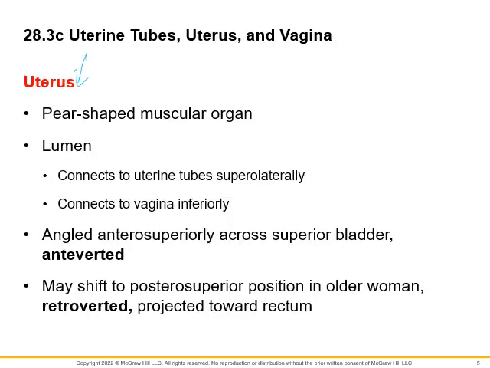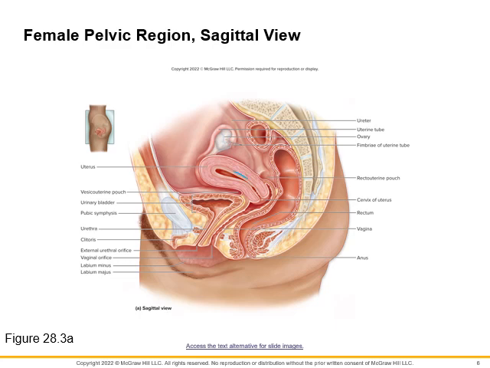The uterus is pear-shaped. It does have an opening. Remember, lumen just means opening. And it is usually angled anteriorly, so towards the front. It can shift, and I'll show you a picture in just a second. It can shift posteriorly in older women and project towards the rectum. So here's what we mean by it facing forward: it's sitting directly on top of the bladder here. Sometimes the uterus can flip, and then it would be pushing into the rectum, and you could imagine that would be uncomfortable and cause constipation, things like that.